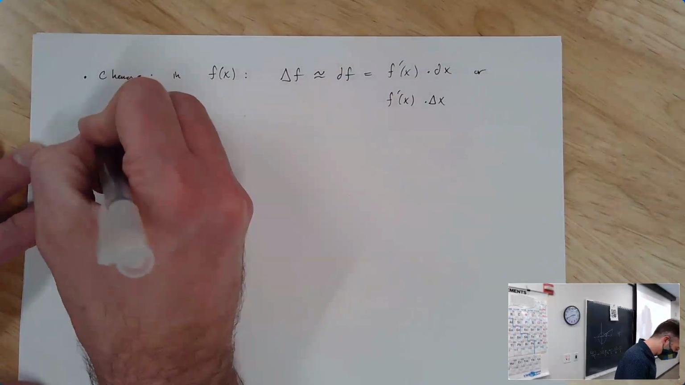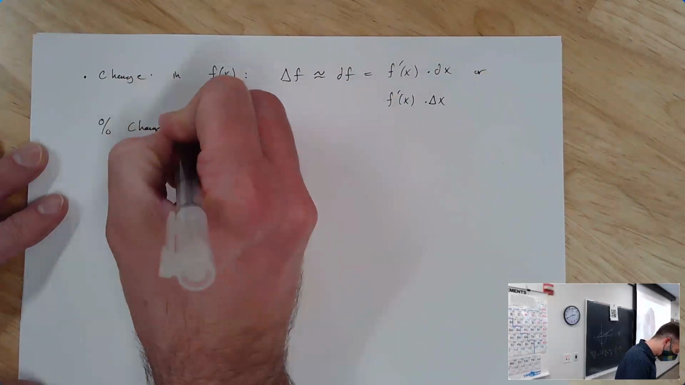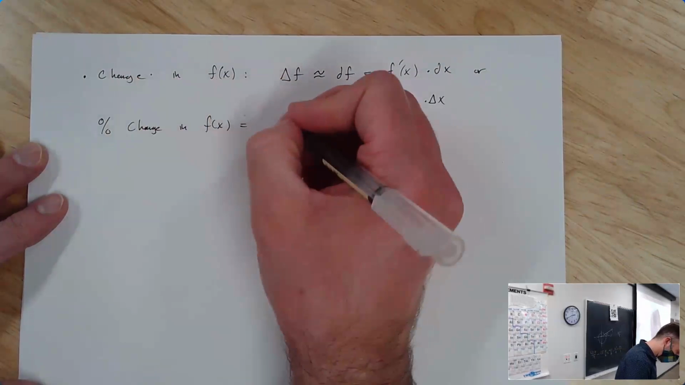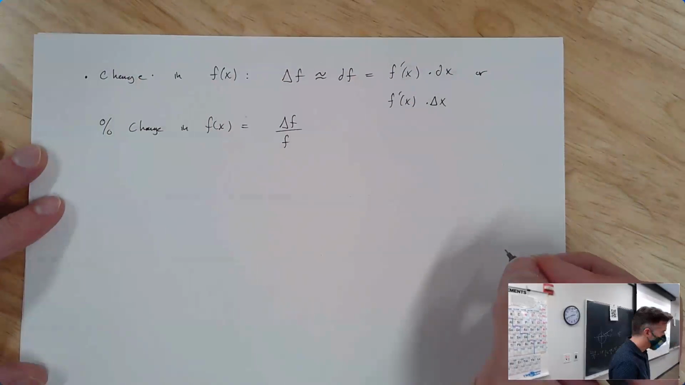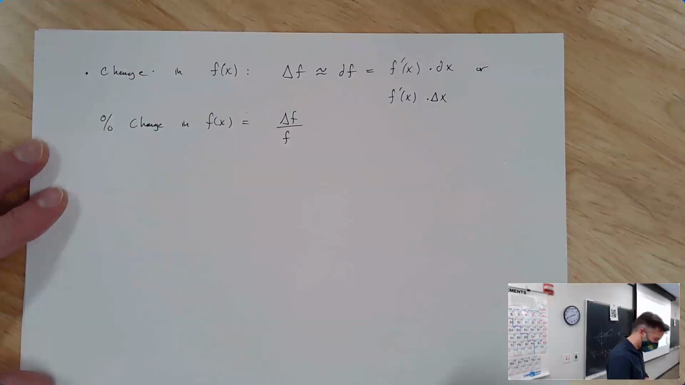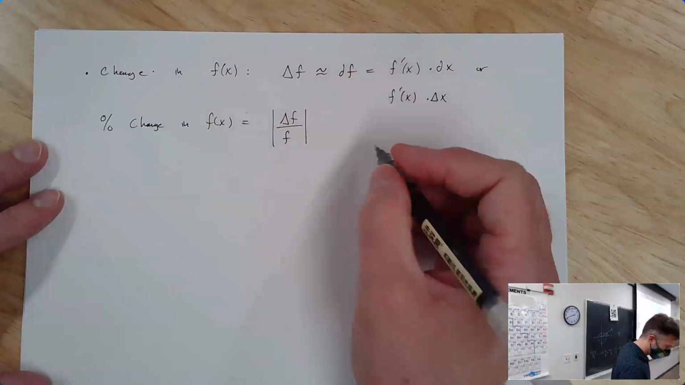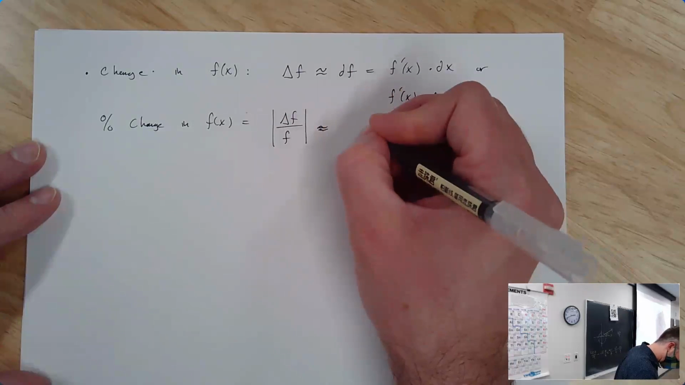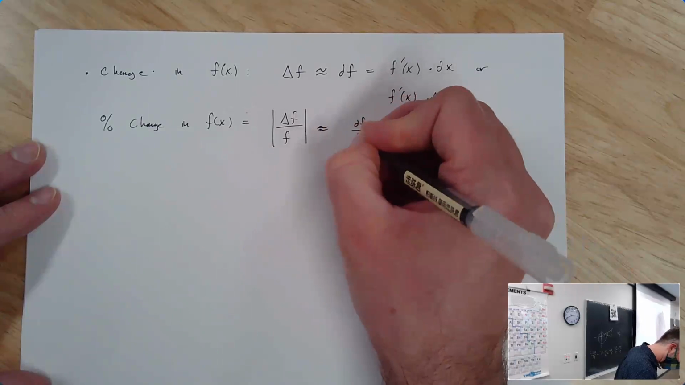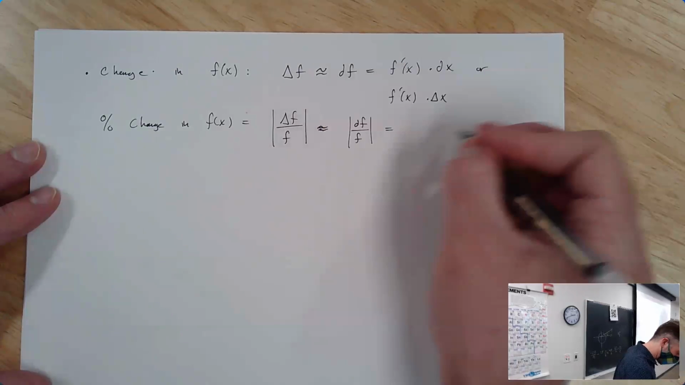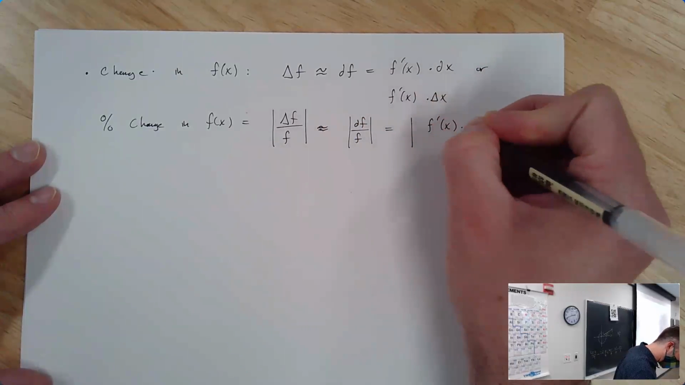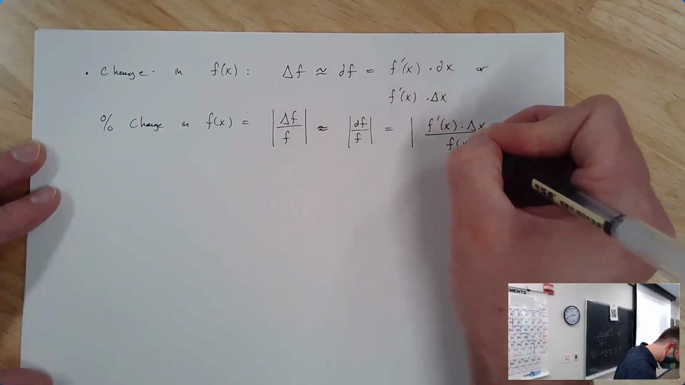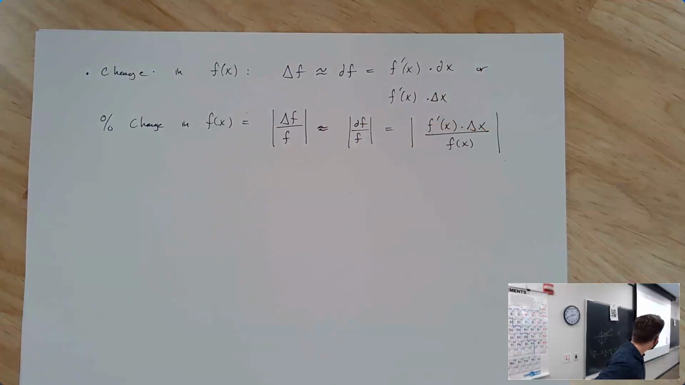And then the percentage change in f is going to be delta f over f, usually in an absolute value, because typically it can go either way, which then ends up being approximated by df over f. That's the same kind of thing we got up here: the derivative of the function times delta x over the function. And if it's a nice volume or area thing, then stuff cancels nicely.